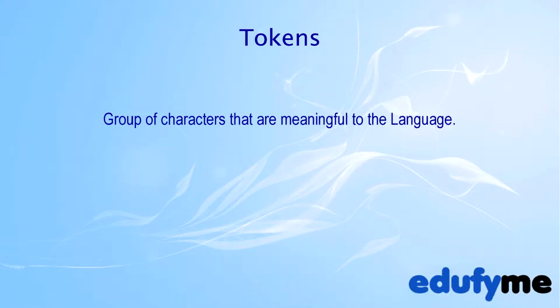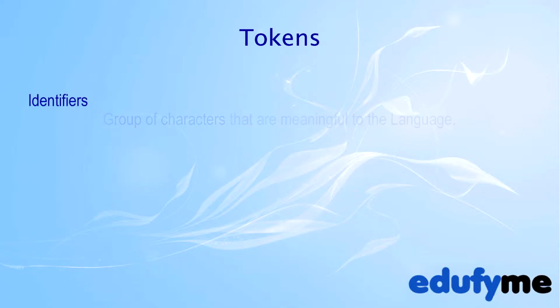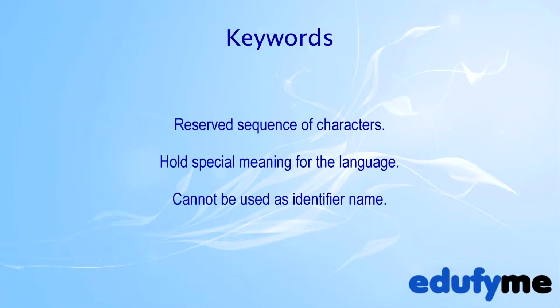Tokens are a group of characters that is meaningful for the language. There are many kinds of tokens: identifiers, keywords, literals, punctuators, and operators. As we know, keywords are reserved sequence of characters which hold special meaning for the language. You cannot use keywords as the name for identifiers.